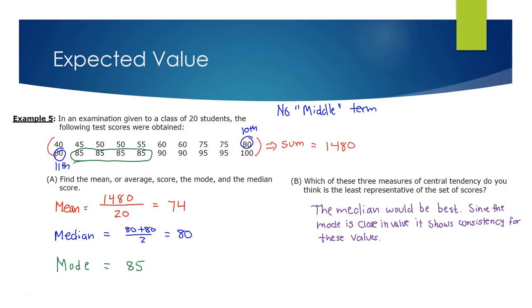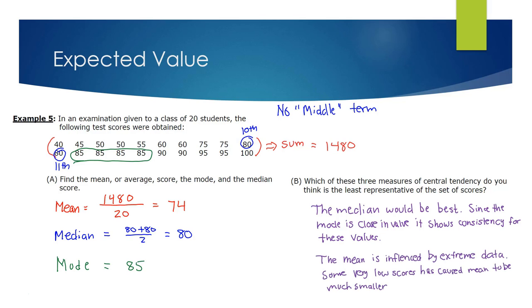A lot of times though the mode would tend to be the same as the median, but usually you have to have much bigger data sets than 20. Most oftentimes the mean is the least representative because the mean is influenced by extreme data. In this case, we had some very low scores. We had a 40 and a 45. Those 50s didn't help either. Most of the people passed this thing. Most people got B's or above.